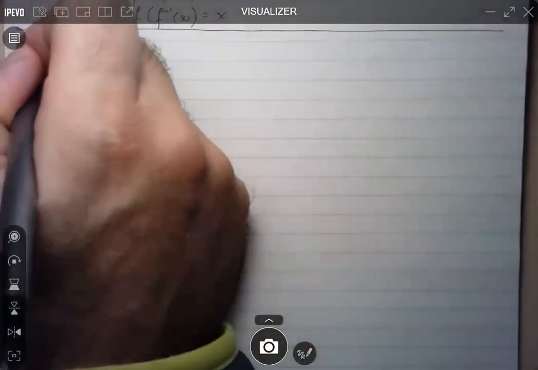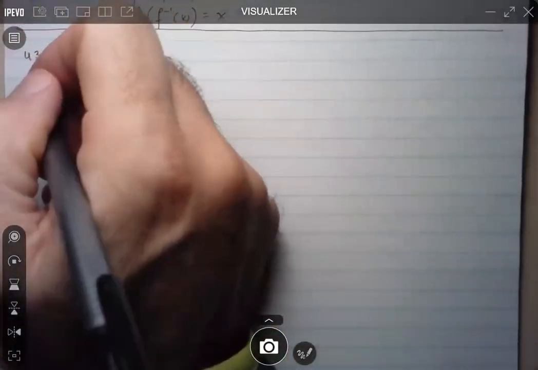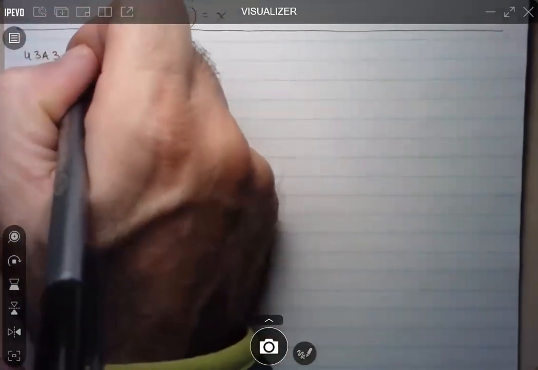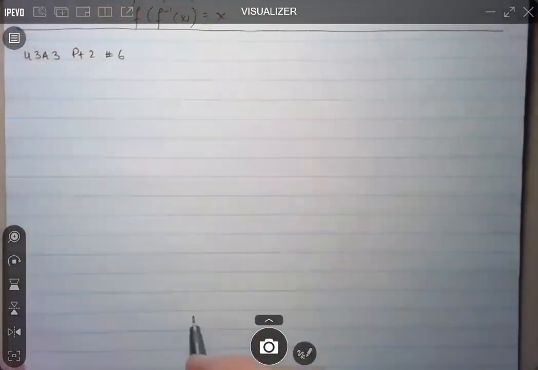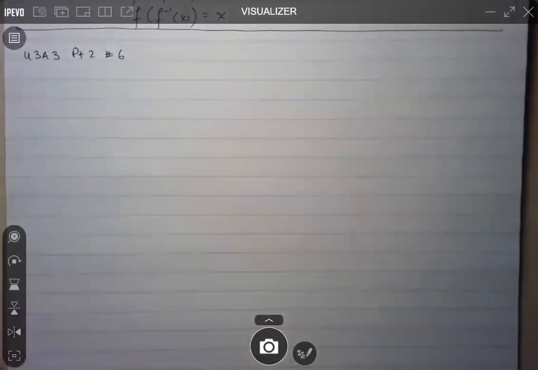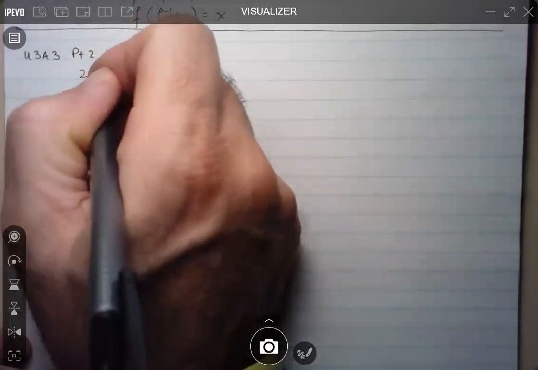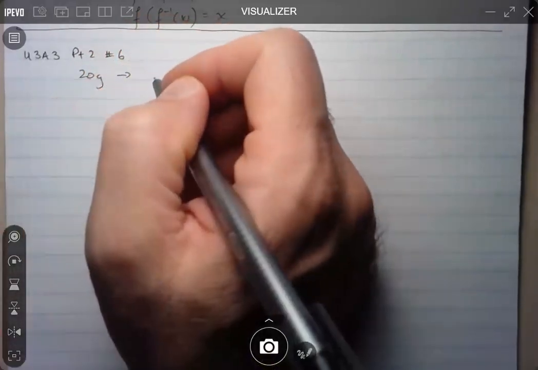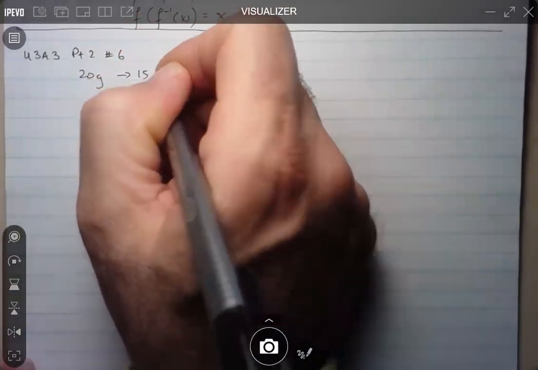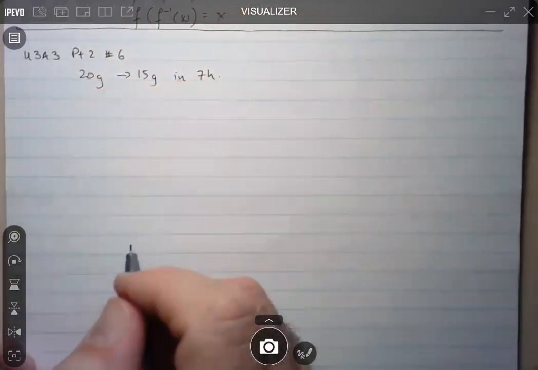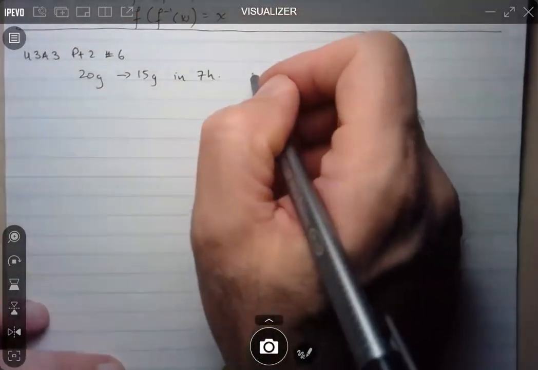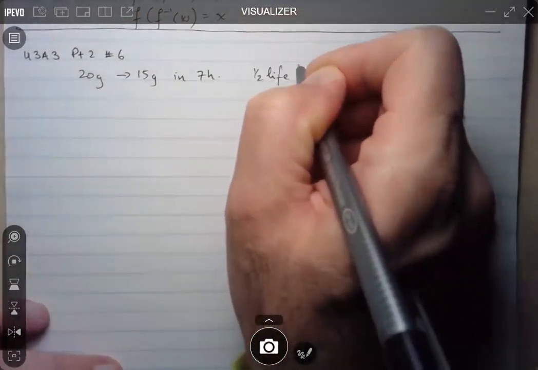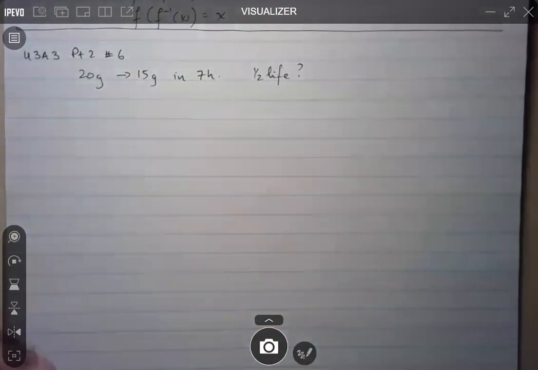So this is unit 3, assignment 3, part 2, number 6. And what this says is a radioactive substance decays from 20 grams to 15 grams in 7 hours. Determine the half-life. And the half-life is essentially how long it takes for it to decay by 1/2.